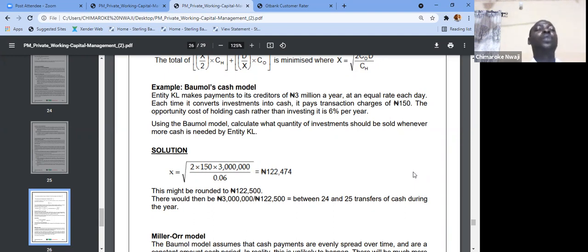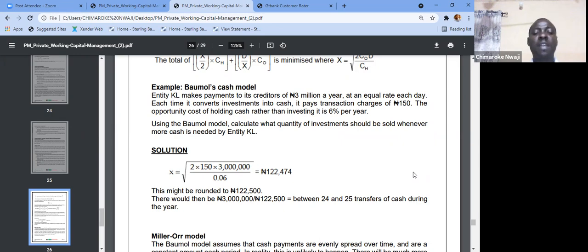That would mean that if you have to pay a debt of 3 million throughout the year, taking 122,500 per order or per transfer, you are going to make between 24 and 25 cash transfers throughout the year. How do you do that? 3 million divided by 122,500 gives you 24 point something. That means between 24 and 25 transfers, which are like orders. You are going to meet your demand of 3 million taking 122,500 at a time. So the bottom line here is that the Baumol model is the EOQ for cash.